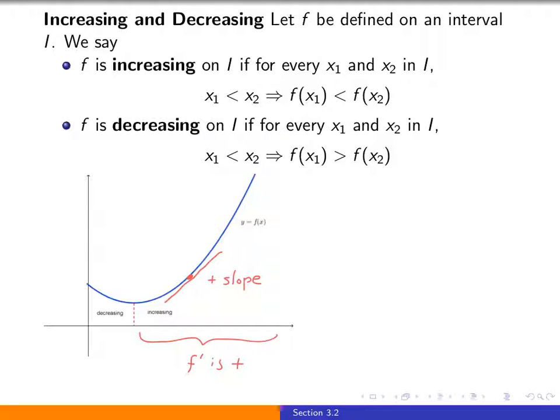Now, similarly, if we look at where the function is decreasing and pick our favorite point and draw the tangent line, that tangent line is going to have a negative slope. And what that negative slope tells us is that the value of the derivative, where the function is decreasing, is going to be negative. And this observation is exactly what we need in order to use calculus to determine where a function is increasing and decreasing.